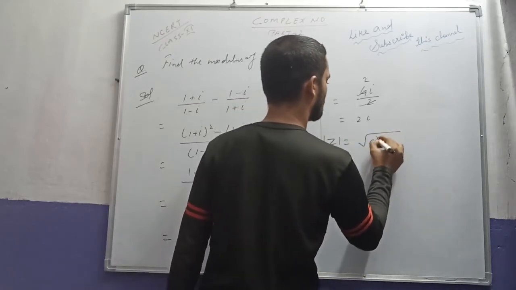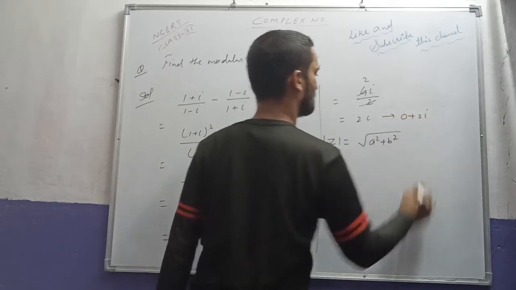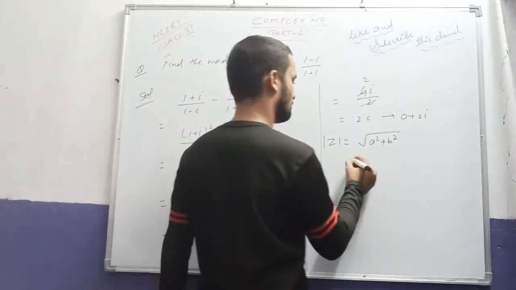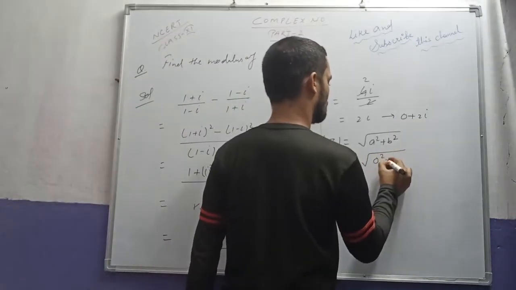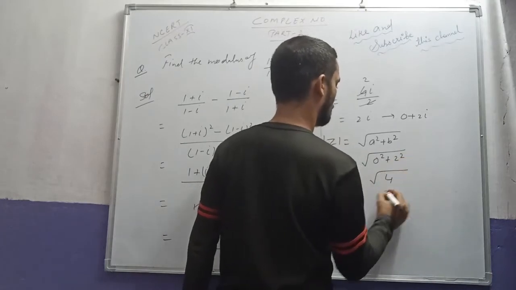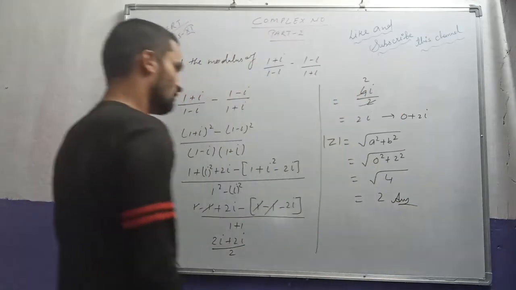Root over a square plus b square. It can be written as 0 plus 2i. Okay, don't be confused. 2i can be written as 0 plus 2i. So here a is what? 0 square plus b is what? 2 square. So this will be 4 and this will be 2. So this will be your final answer.